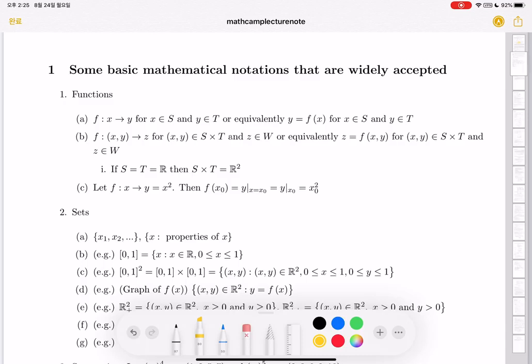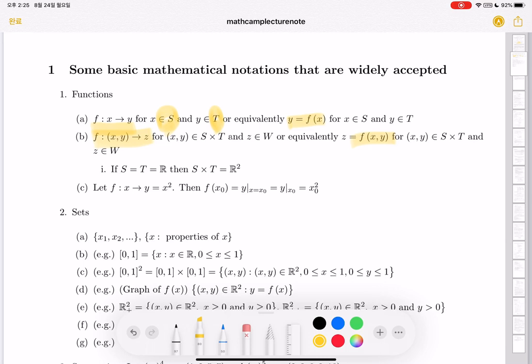I think you're familiar with the notion of functions. So we use this notation function f: x to y, where x is a set, a domain set, and y is a member of a range set. We can also use this notation, y equals f of x. When the input elements are two, a bivariate function, in this case, we use this notation. Okay.